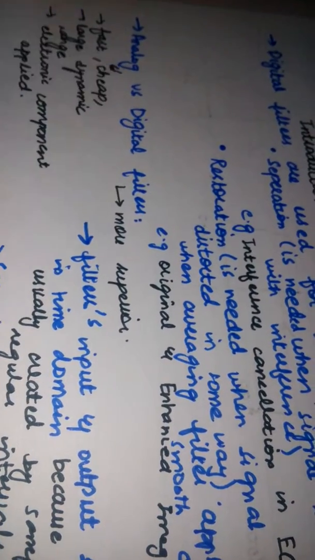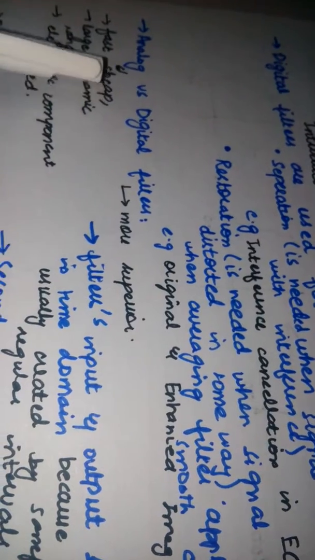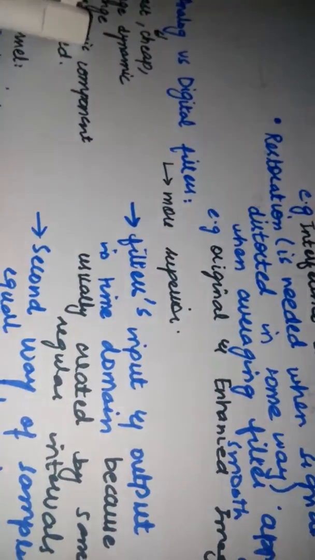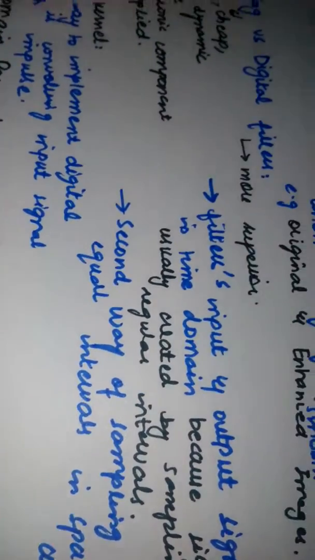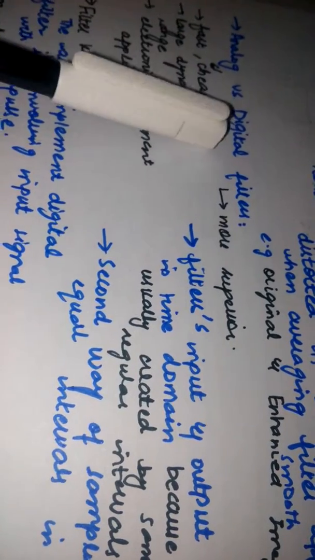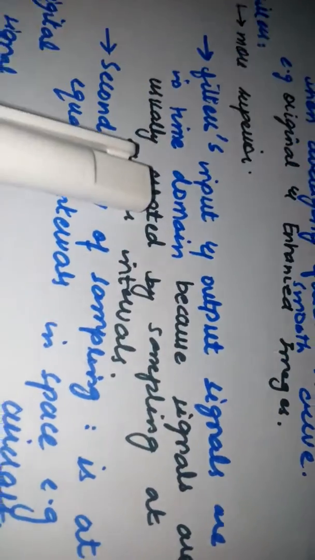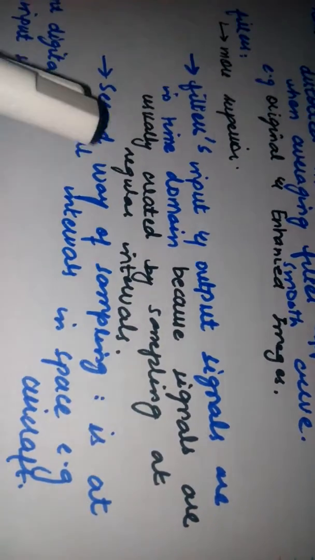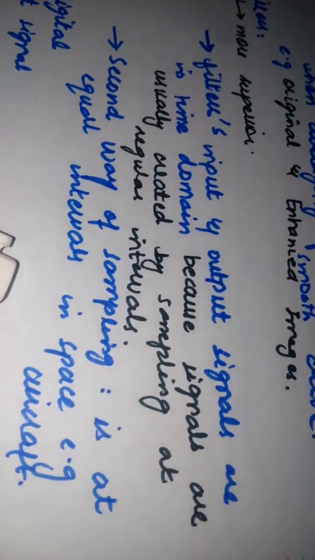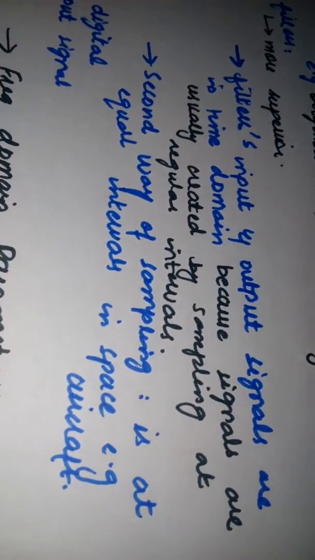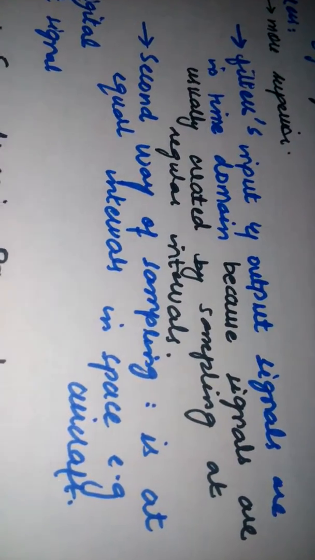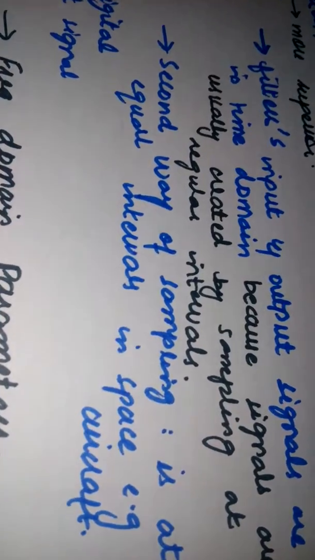Now, what is the difference between analog and digital filters? Analog filters are fast but cheap, with large dynamic range in both amplitude and phases, and electronic components must be applied, so that is not easily available, but digital filters are more superior. Filters' input and output signals are in the time domain. Why? Because the signals are usually created by sampling at regular intervals. The second most common way of sampling is at equal intervals in space, for example aircraft.